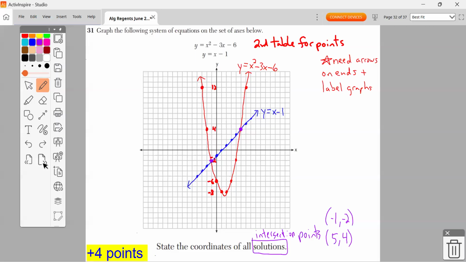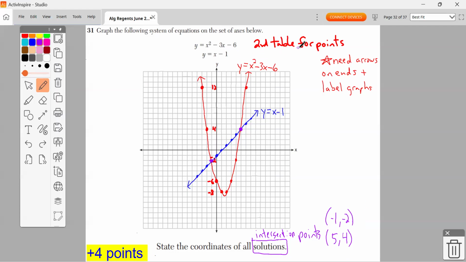In question number 31, this is our first 4 credit question. All right, what we want to do is graph the system. Notice that they're both in y equals forms, which is great. All right, so we don't have to rearrange anything. We have 1 point for the one graph, 1 point for the second graph, and then state all the solutions. There's 2 solutions, so 1 point for each one of those.